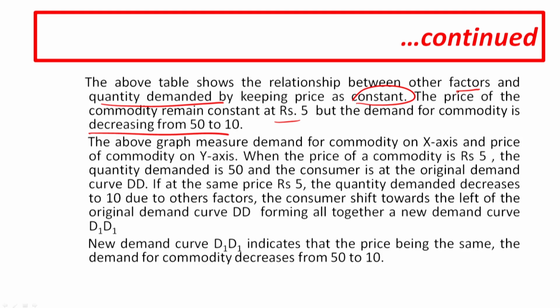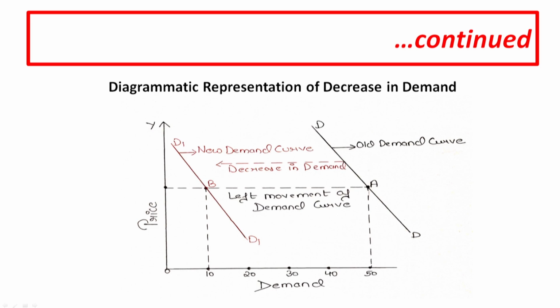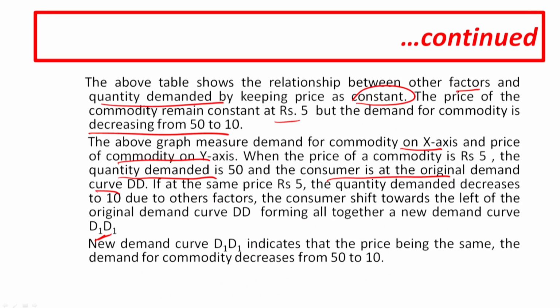The above graph measures demand for a commodity on the x-axis and price on the y-axis. When the price of the commodity is rupees 5, the quantity demanded is 50, and the consumer is at the original demand curve DD. If at the same price the quantity demanded decreases to 10 due to other factors which we have talked about, keeping the price constant, the consumer shifts towards the left of the original demand curve DD, forming altogether a new demand curve, that is D1, which is shown here. From DD it is moving to D1. New demand curve D1 indicates that the price being the same or constant, the demand for the commodity decreases from 50 to 10.